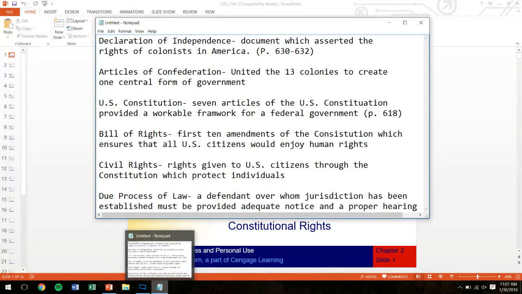All right, we are going to start with Chapter 2 today. Here are some of the big definitions that we would have. Make sure that you write those down before we begin. And for the Declaration of Independence, this is listed on pages 630 to 632 in your textbook, and the U.S. Constitution is on 618 to about 629. So if you want to look over those, you certainly can get a better understanding of those different documents.